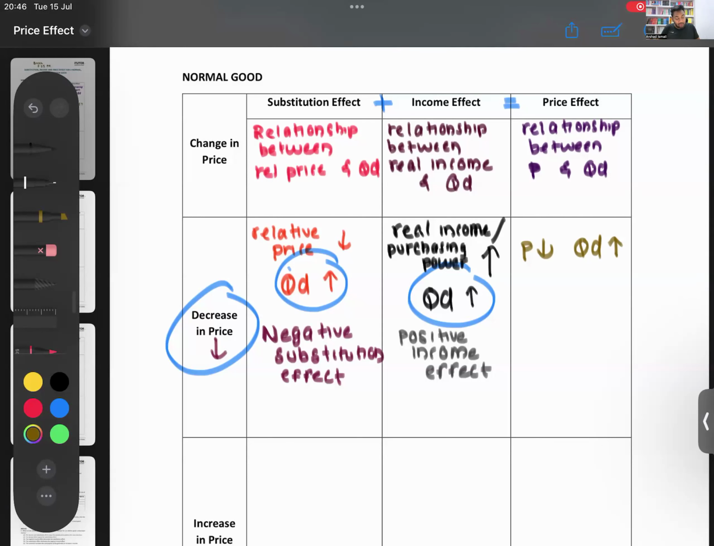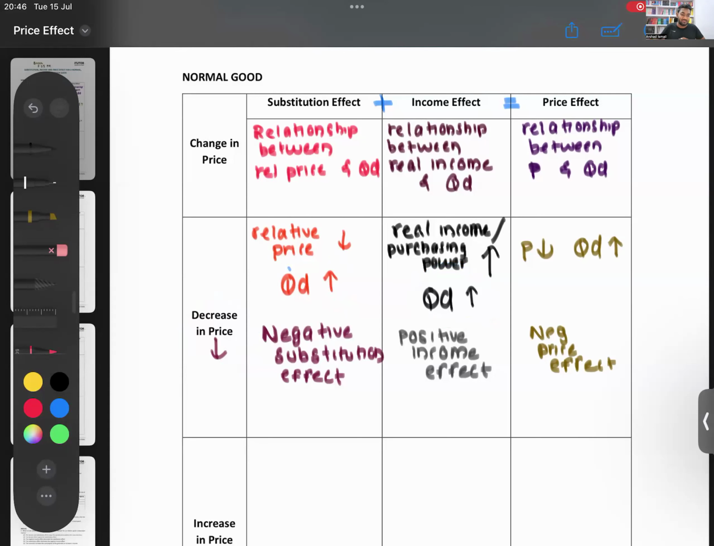So then what can you tell about the price effect for a normal good? The price effect for a normal good, is it positive or negative? You look at the relationship between price and QD now. Negative. So you have a negative price effect. So that's how, Lamai, you look at these things. That's how sometimes in papers when you read, you will see they say income effect is positive, substitution effect is negative. What that means is what I'm trying to explain.